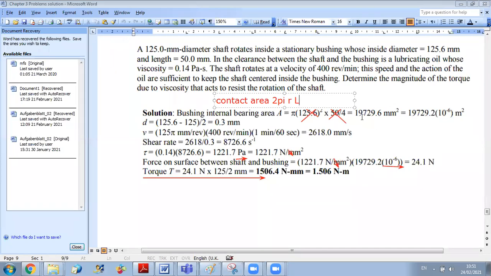Okay, so what I did is wrong. It's 2 pi r l. This will give you the contact area, and you convert it to meter square because tau is in Pascal.